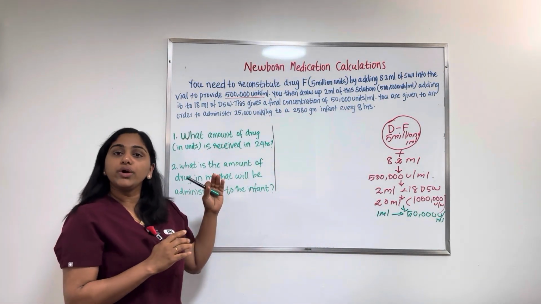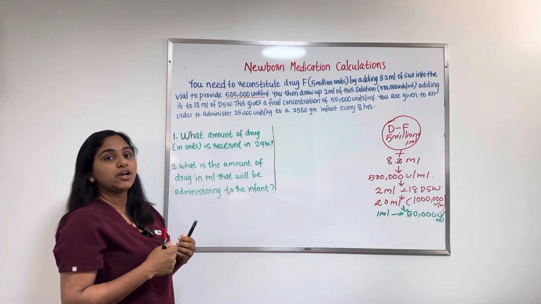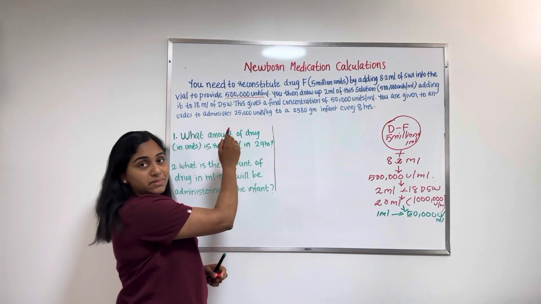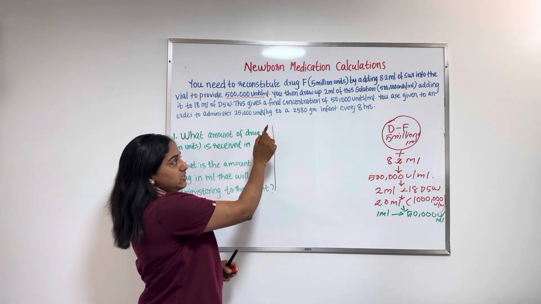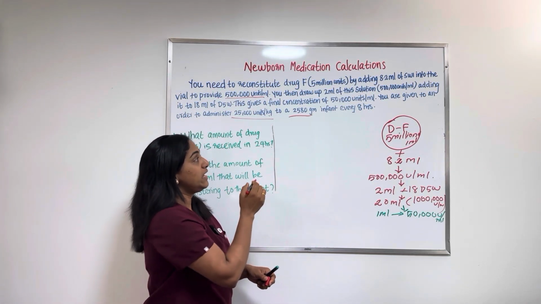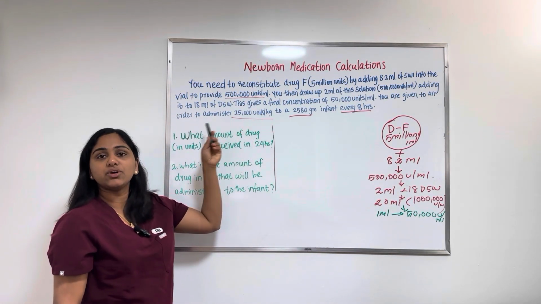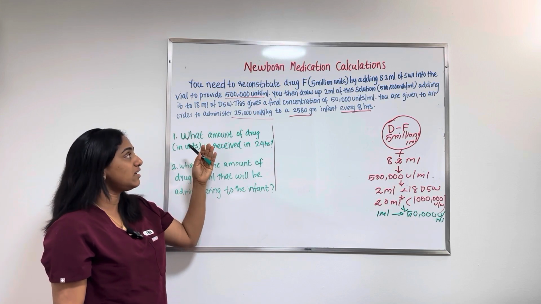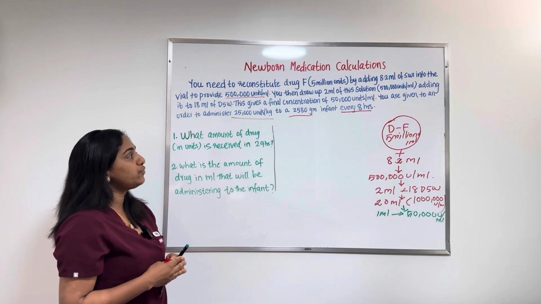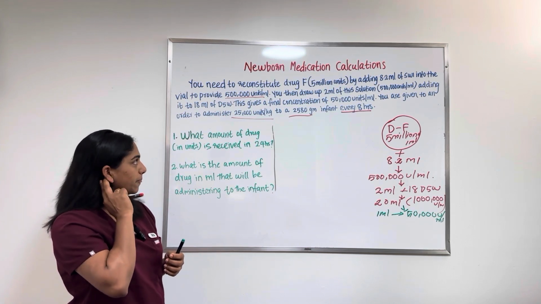So now we are going to see what is the question, right? What is the main subject of this newborn calculation? You are given an order to administer 25,000 units per kg to a 2580 gram infant every 8 hours. Okay. So this is the main subject of the question. That means this is the order which you got from the doctor. So we have to find out how many ml we need to give the baby.